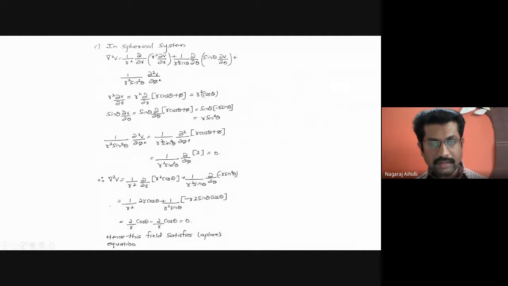So here 1 R and 1 R will cancel. We'll get 2 cos theta by R. Then 1 R and 1 R will cancel, and sine theta and sine theta will cancel. So we'll get minus 2 cos theta by R. So 2 cos theta by R minus 2 cos theta by R is how much? 0. Again, we are getting del square V is equal to 0. Hence, the given equation V is equal to R cos theta plus phi satisfies the Laplace equation. Del square V is equal to 0. Note down the steps, students, quickly.